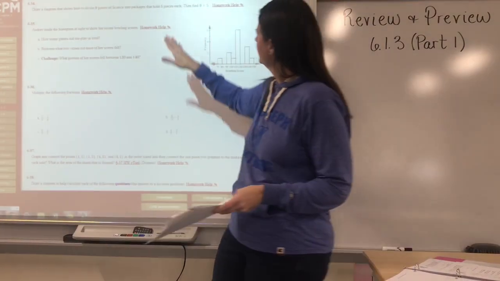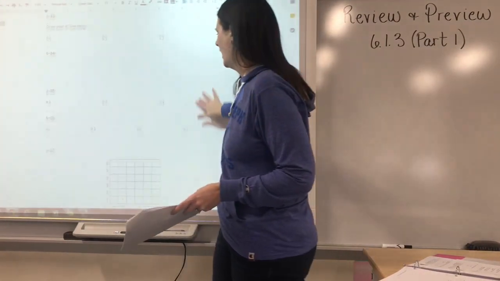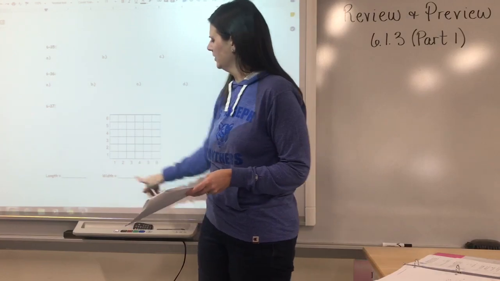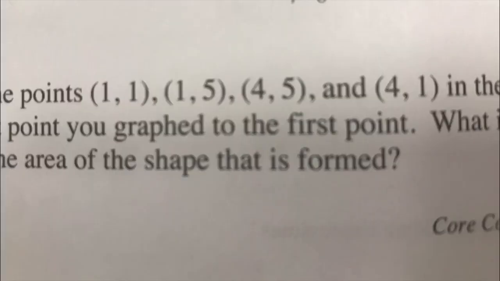For question 37, they're going to give you some points to graph, and you've got this grid here to use. Remember, the first number in the parentheses tells us how many spaces to move to the right. The second number tells us how many spaces to move up. And if we do those in the order that's listed, you're supposed to connect them in that order.